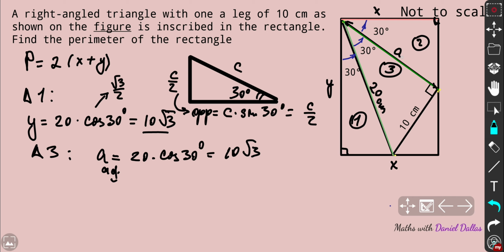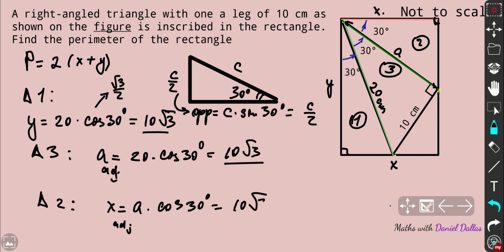Perfect. Now we know A, and we need to find again an adjacent side, but using triangle 2. From triangle 2, we can figure out side x immediately. This is again adjacent, the same angle 30, so it is simply A times cos 30. That means A, which we recently calculated, is 10 square root of 3, multiplied by cos 30, that means square root of 3 over 2. And finally, we'll get 5 times 3, which is 15. So we've got that 15 centimeters stands for x, and for y, we've got 10 square root of 3.